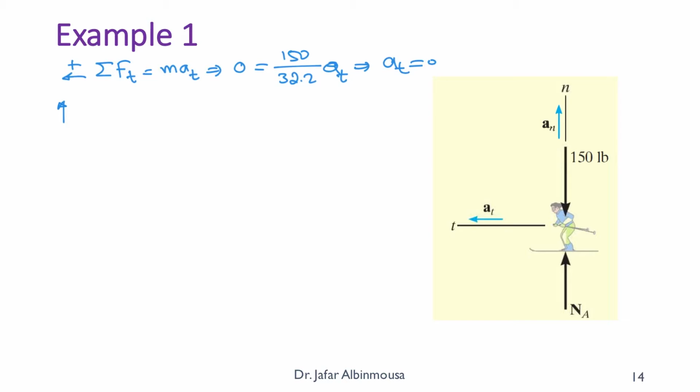The next direction, we take it upward as positive. The sum of Fn equals m·an, which is going to give you Na minus W equals 150 divided by 32.2 multiplied by velocity squared divided by rho. Now, this is the normal acceleration.